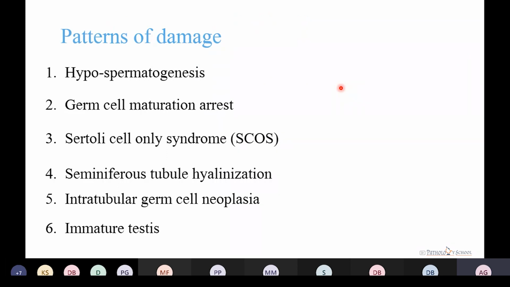The common patterns of damage which we see while examining the testicular biopsies are hypospermatogenesis, germ cell maturation arrest, Sertoli cell only syndrome, seminiferous tubule hyalinization, intratubular germ cell neoplasia, and immature testis.